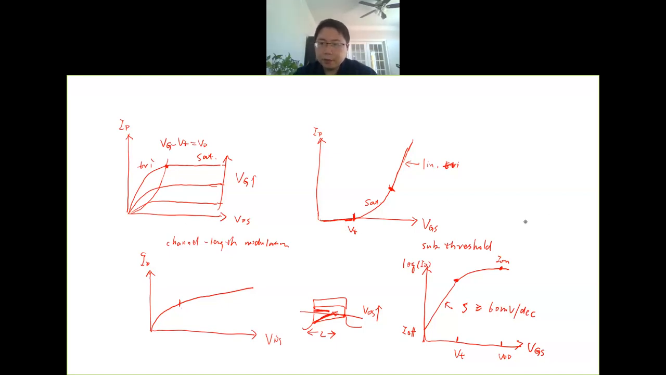Any questions here? Got a question: isn't S the inverse? You're right. To be more accurate, S is the inverse of the slope. Yes.